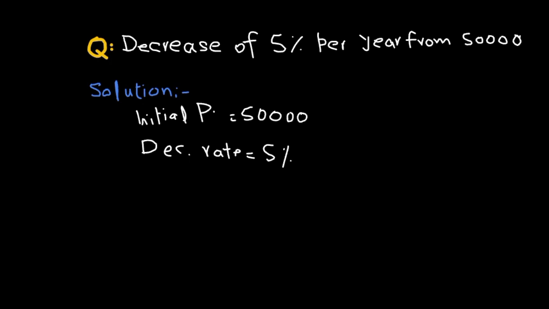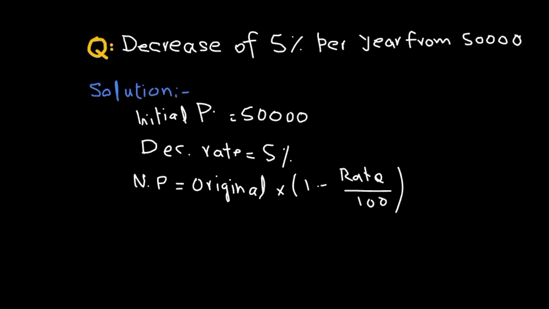So the formula for the question is: new population is equal to original population multiplied by 1 minus rate over 100.